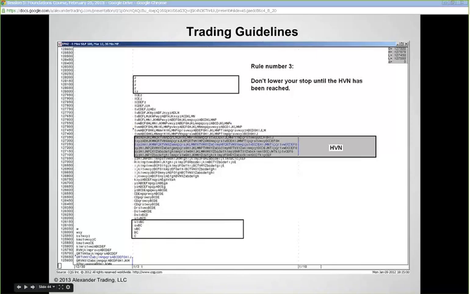Okay, the benefit of trading near the high volume node is that you can catch the beginning of some pretty substantial trends, obviously. The downside, James, is you and I are going to get stopped out a lot doing that.